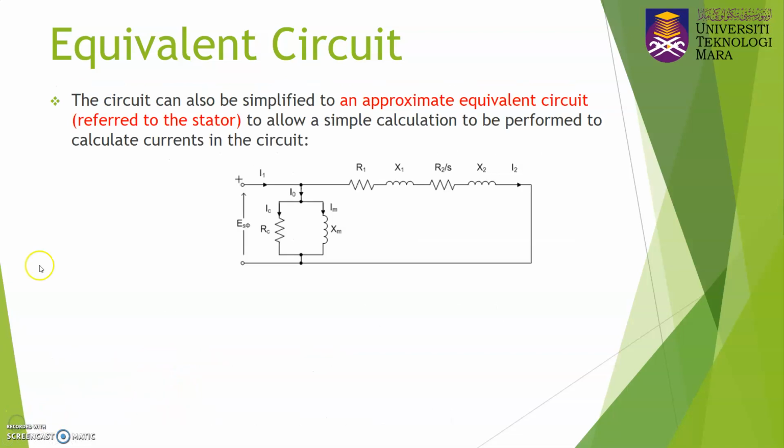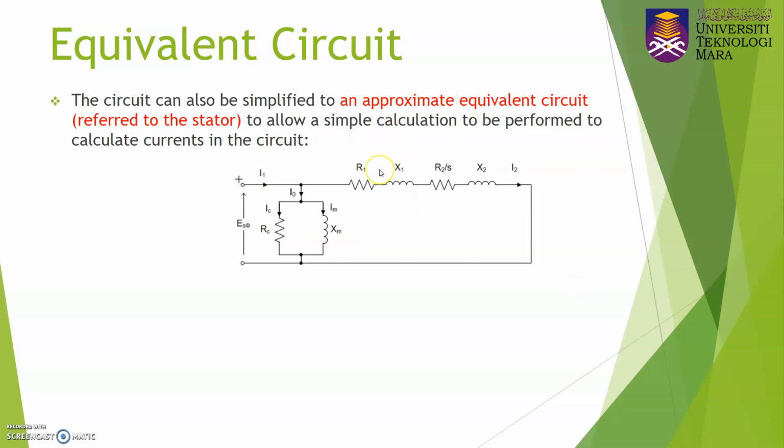Next, there is another way to represent the equivalent circuit of the induction motor. The circuit can also be simplified to another version, which we call the approximate equivalent circuit. This one is also referred to the stator, but the only difference is that RC and XM are moved to the terminal voltage, to the front. The purpose of moving them to the front is to allow a simple calculation of the currents in the circuit. So this is the approximate equivalent circuit.